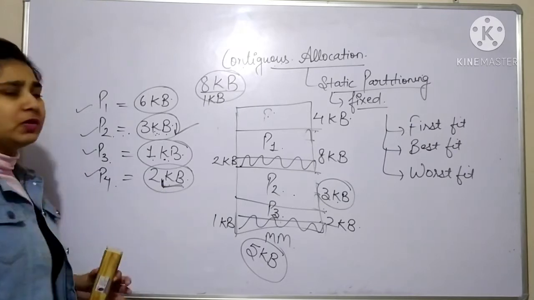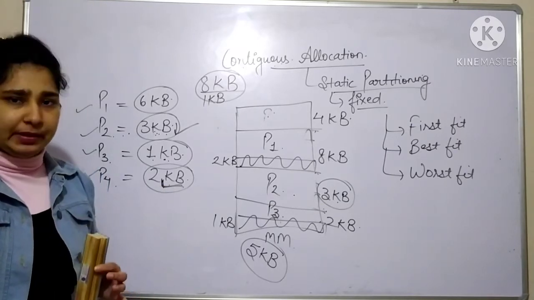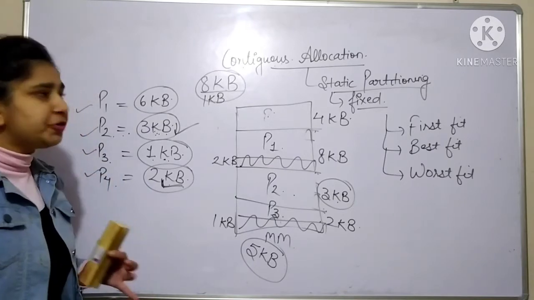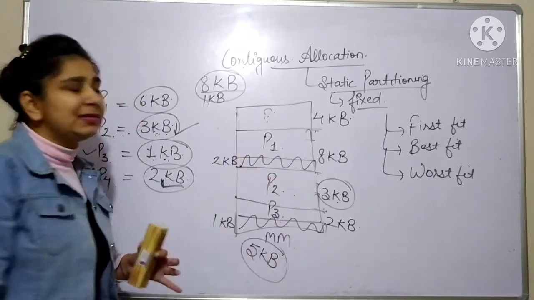The size of process P4 is 2 KB. So now I don't have any option. Only one partition is left.